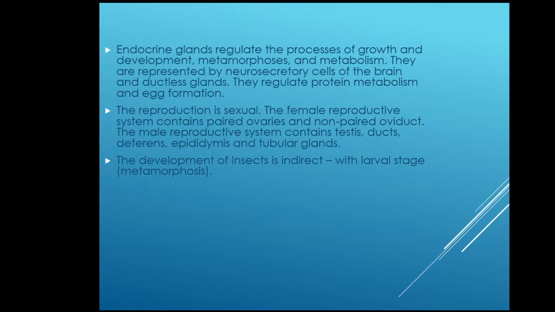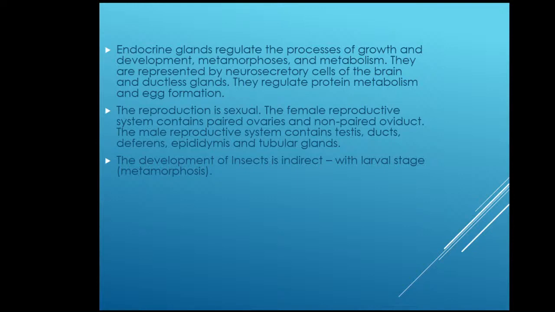The reproduction of most insecta is sexual. The sexual dimorphism is characterized for most insecta, so the females differ from males. The female reproductive system consists of paired ovaries and non-paired oviduct. The male reproductive system contains testes, ducts, deferens, and tubular glands.